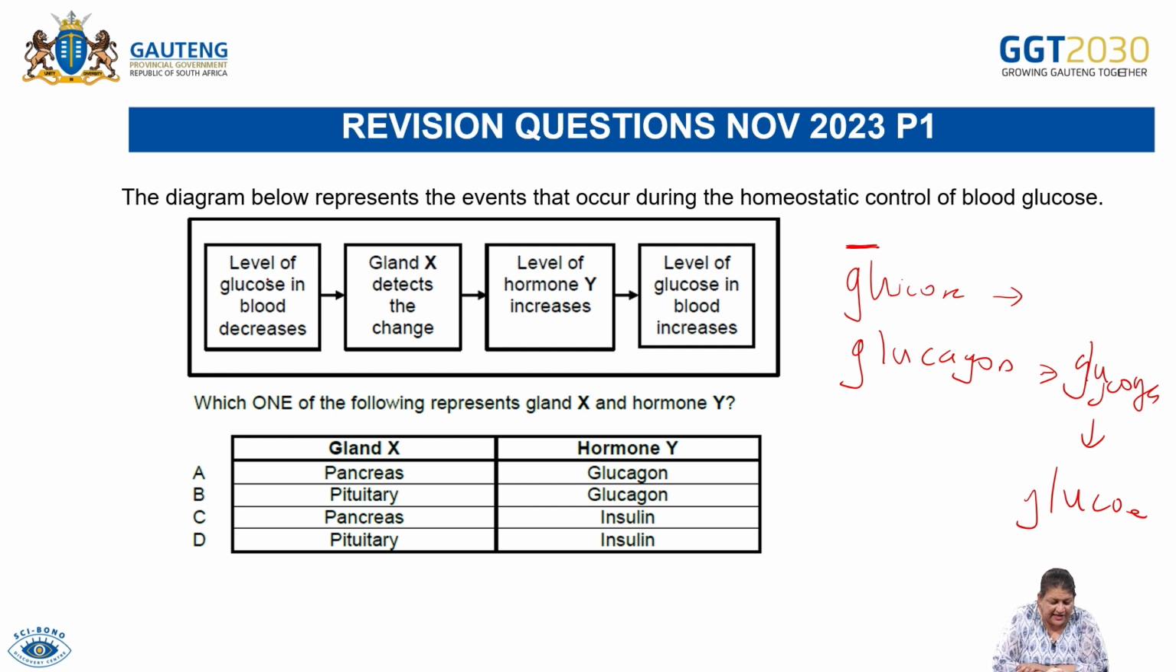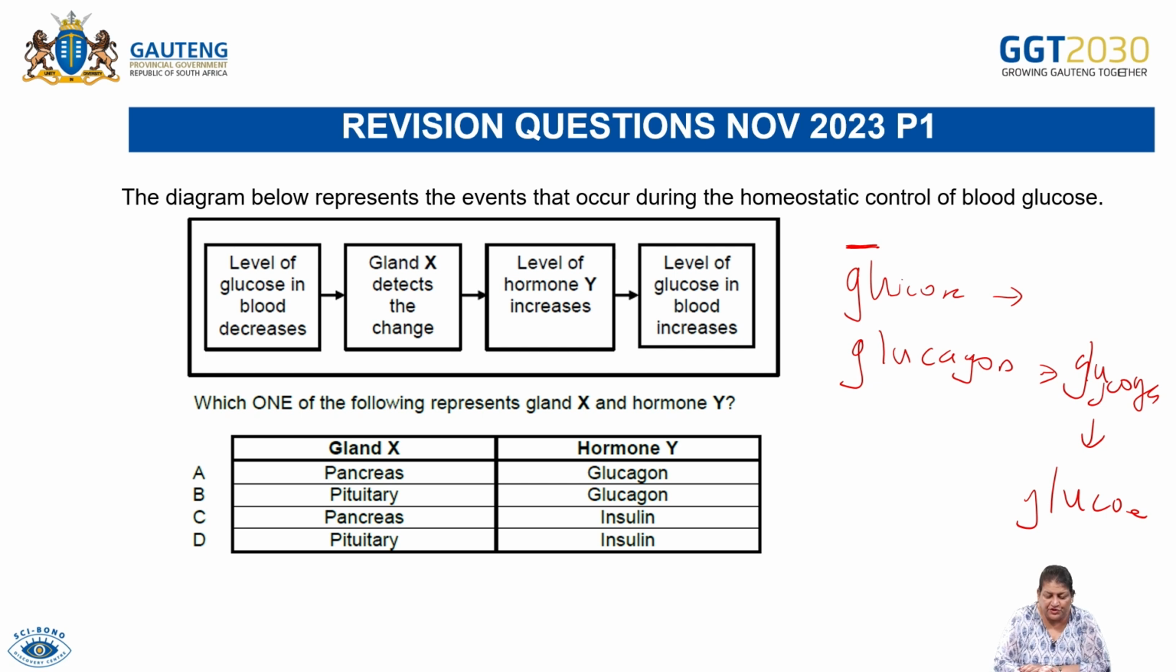So let's see. Level of glucose in the blood drops or decreases. The gland X that detects the change is going to be the pancreas or the islets of Langerhans. And then the level of hormone Y will increase. What's the level of hormone Y? It's going to be glucagon, because glucagon is released when the glucose level is low. And then that's going to cause the level of blood glucose to increase. How did it do it? The glucagon converted the glycogen into glucose.